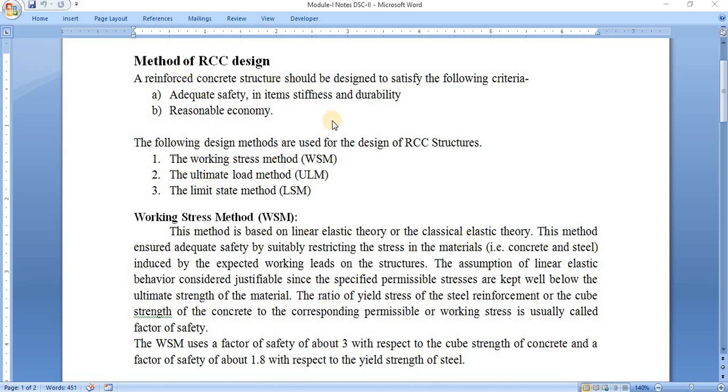Actually, we are going to start with the basics, that is, the methods of RCC designing. Before actually going to the methods of RCC designing, let us see what are the criteria to be satisfied while designing an RC structure. While designing any RC structure, reinforced concrete structure, there are two general criteria which are to be satisfied. First one is adequate safety in terms of stiffness and durability. So I can generally say that safety and economy are the two factors which are to be met while designing any RC structure.